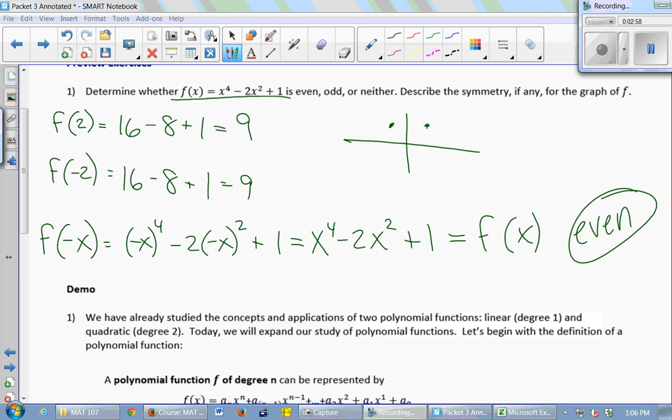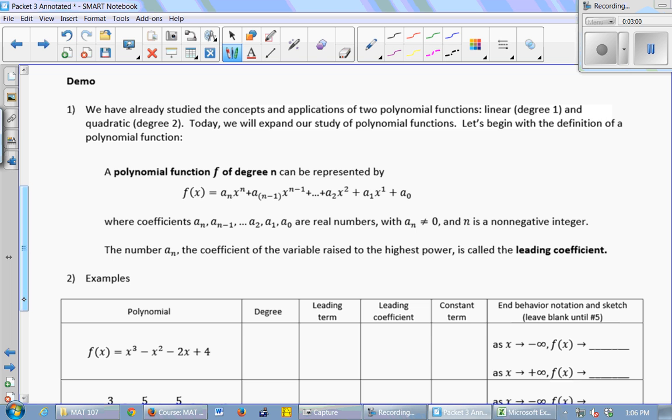Okay, so before the test, we studied quadratic functions. Before the first test, we learned all about lines, right? So we know all about lines, we know all about quadratic functions. Those are two special cases of polynomials, degree 1 and degree 2. So the degree is just the highest power of x that you see in a function. Today we're going to expand our study of polynomials, and we're going to begin with the definition.